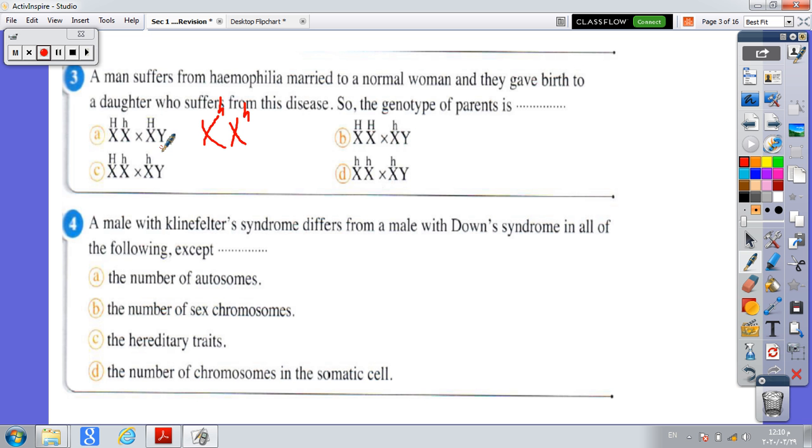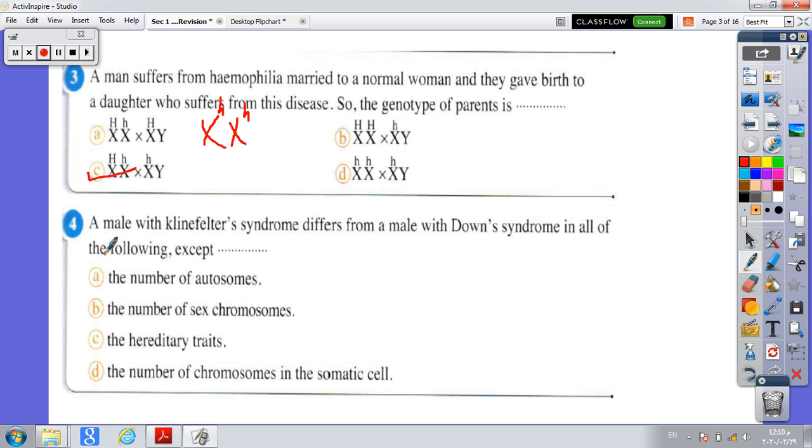Can we choose number A? No, because the male is a healthy male. Number B, can we choose number B? No, because it is a healthy female. Number C, yes, because the female transfers gametes which carry H small, and the male transfers gametes which carry H small. So you must choose number C.